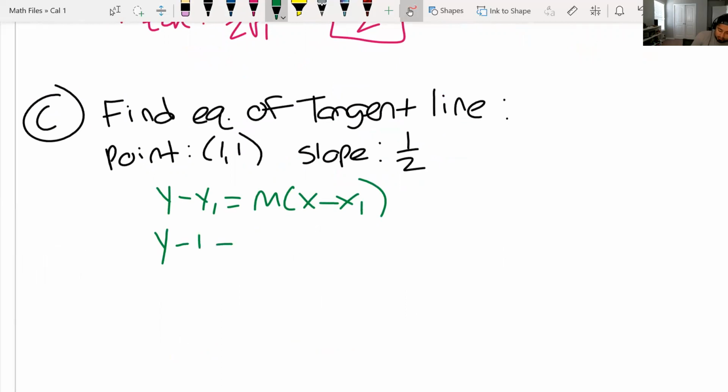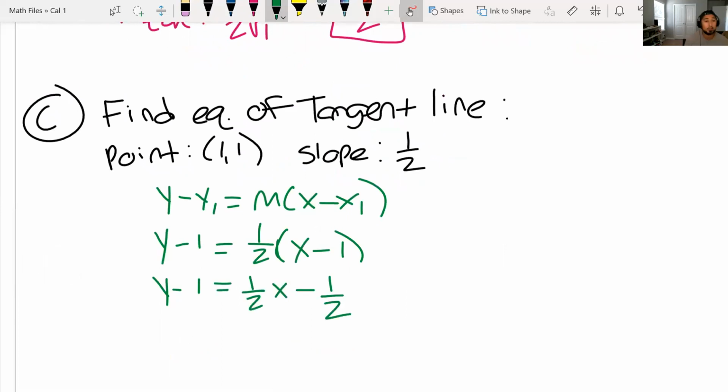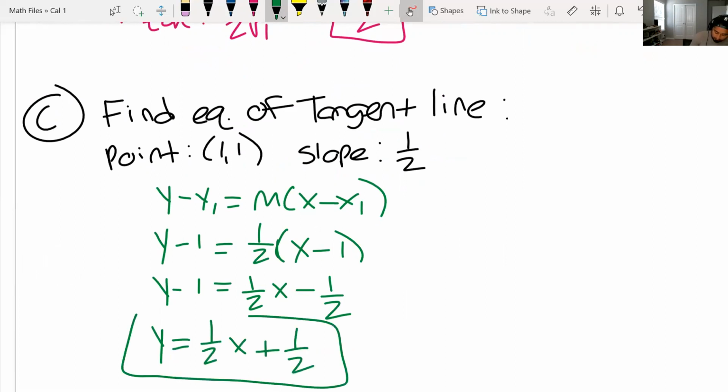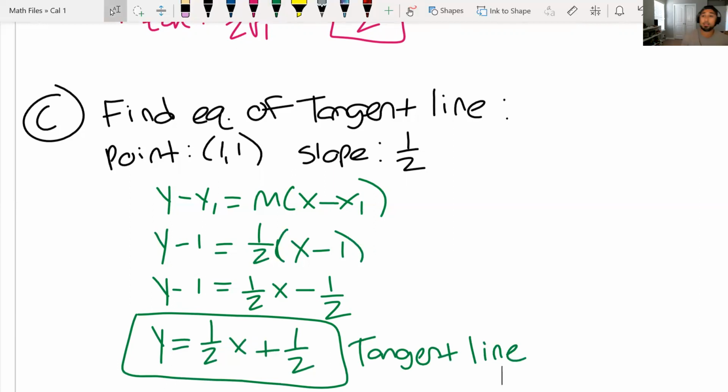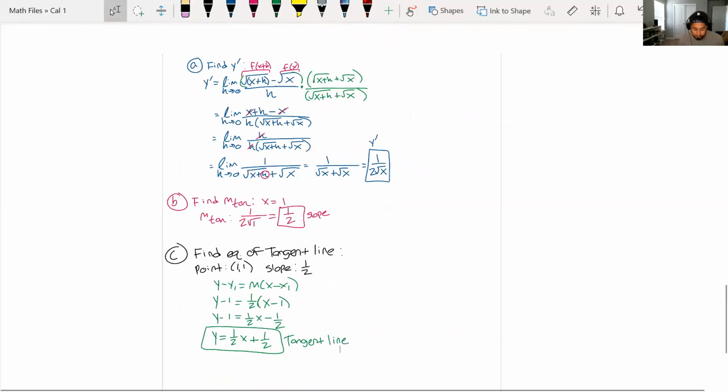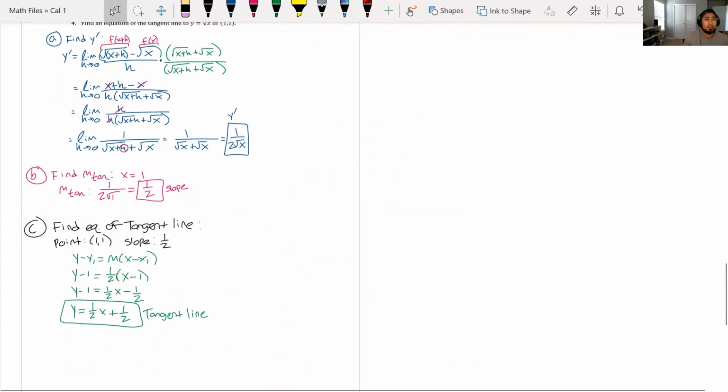y minus 1 equals 1/2 times x minus 1. Distribute: y minus 1 equals 1/2 x minus 1/2. Add the 1 over, and we'll get y equals 1/2 x plus 1/2. There's the tangent line. Beautiful.